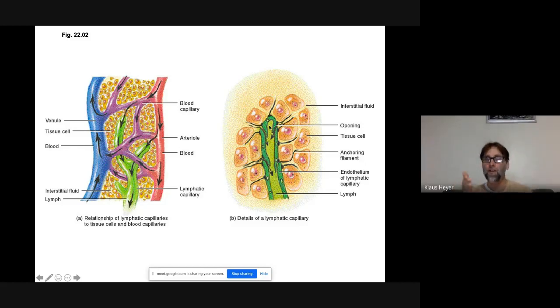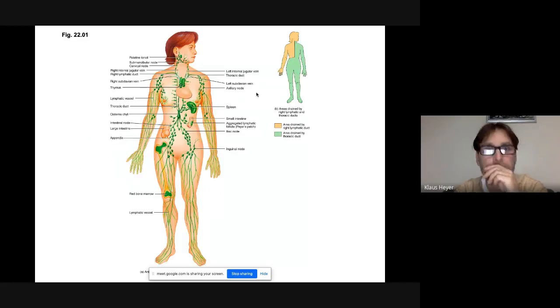So it starts there at the capillary level, and then it's going to end right here. These are the subclavian veins. And if you look right here where my pointer is, and right here on both of these sides, you see they're labeling it here: thoracic duct, right lymphatic duct. That's where it ends.